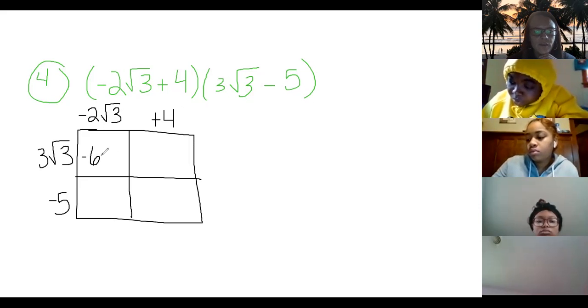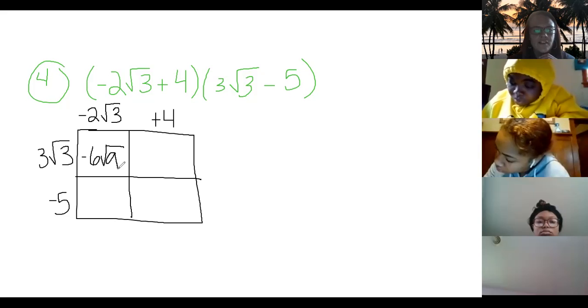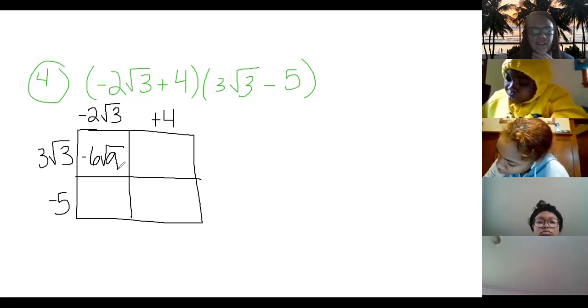And then multiply your radicals. So 3 times 3 would give me 9. So -6 square root of 9. I'm sure you're already thinking how you can simplify that, but I'm going to keep going. I'll simplify at the end.